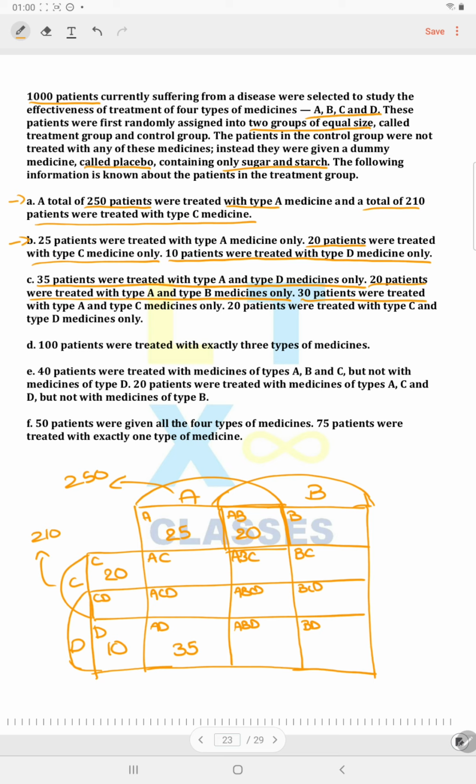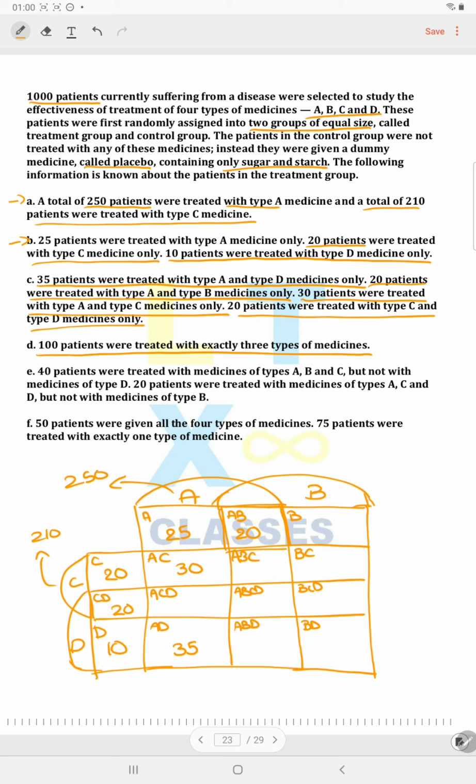30 patients were treated with type A and C medicines only. AC is 30. 20 patients were treated with type C and D only. So C and D is 20. And we also know 100 patients were treated with exactly 3 types of medicines.